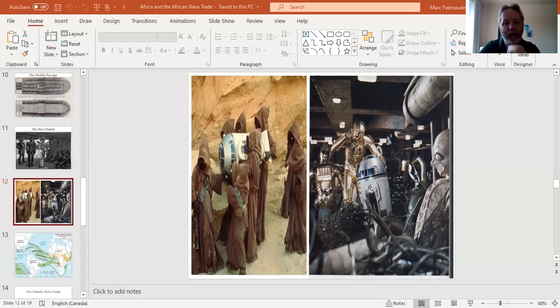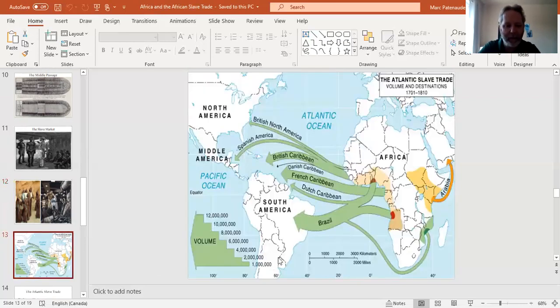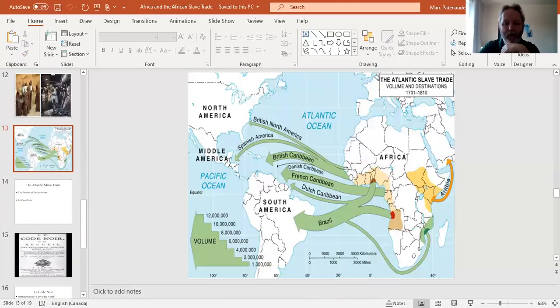Now, there were 2 main areas, going back to this map. There were 2 main areas for the sale of slaves in the New World. 46% of all slaves who survived the Middle Passage found themselves arriving in Brazil, while 42% would find themselves arriving somewhere in the Caribbean.